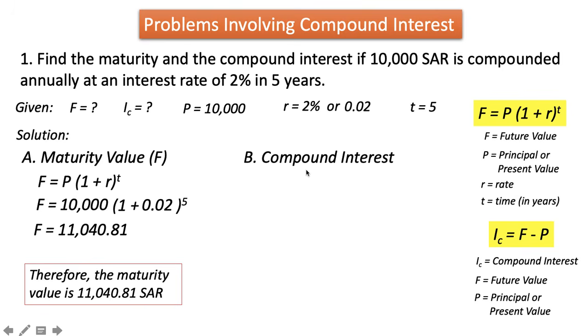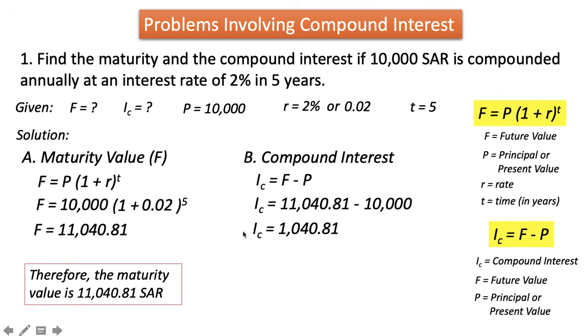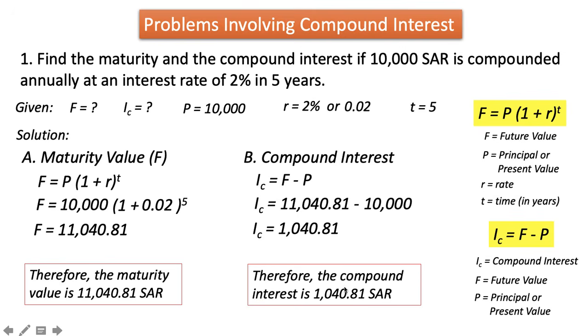Now, to solve for the compound interest, we're going to use this formula. We will just simply write the maturity value or the future value, which is 11,040.81, minus the given present value, which is 10,000, and we will get our compound interest, which is 1,040.81. So therefore, the compound interest is 1,040 riyals and 81 halala.